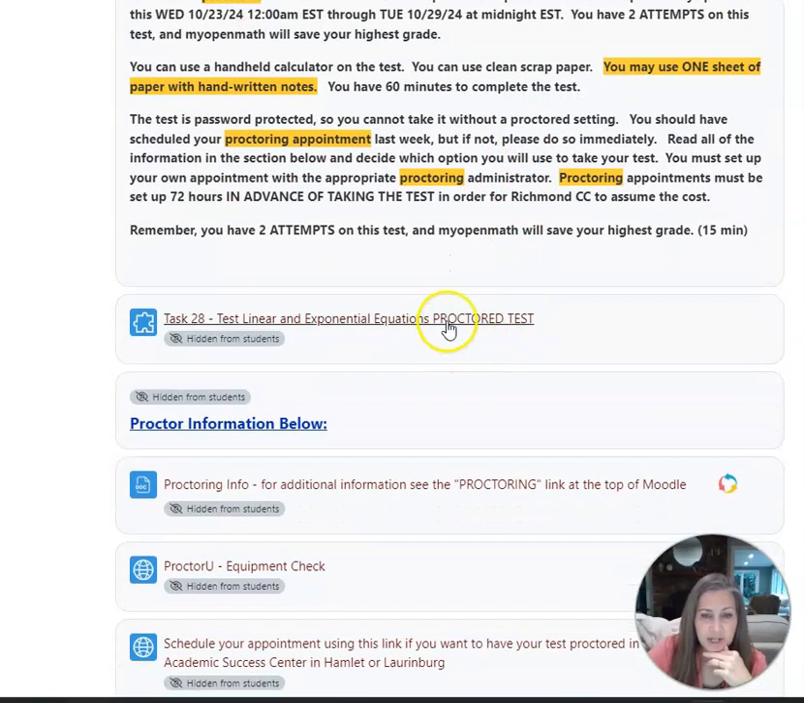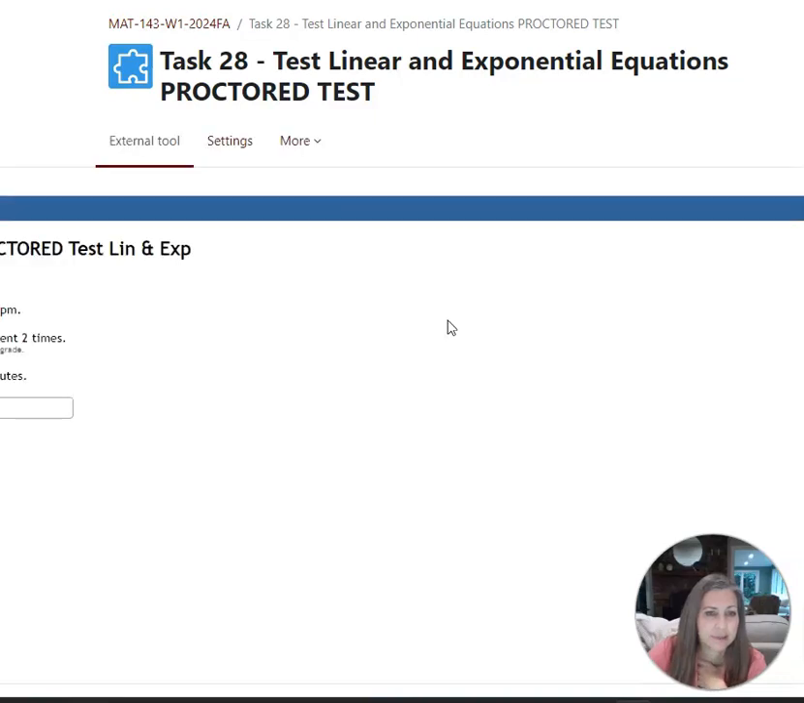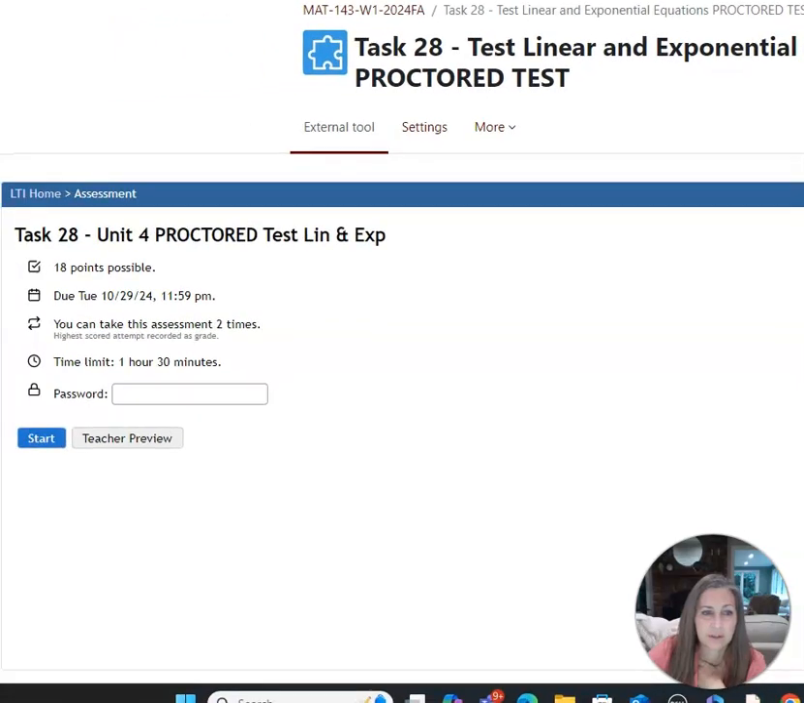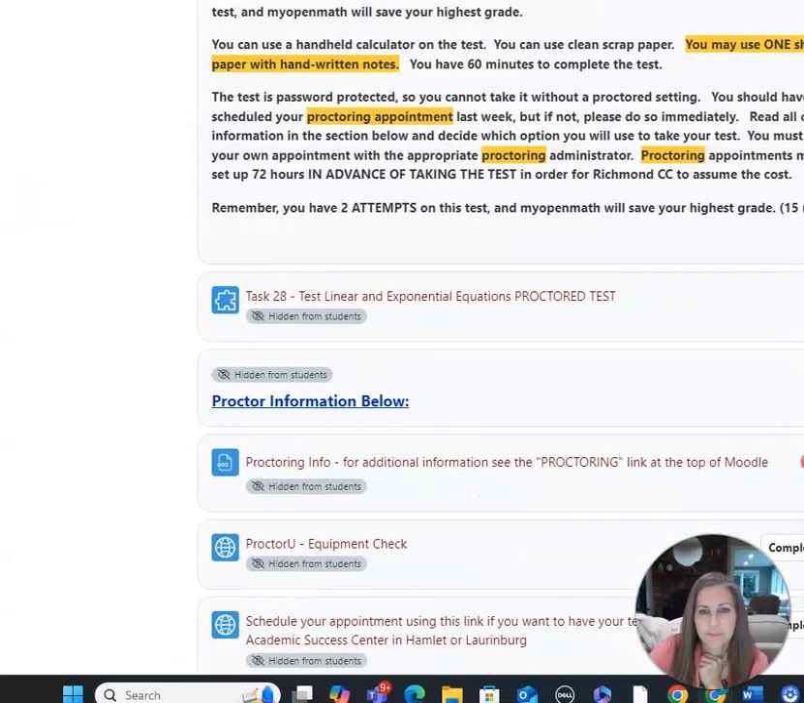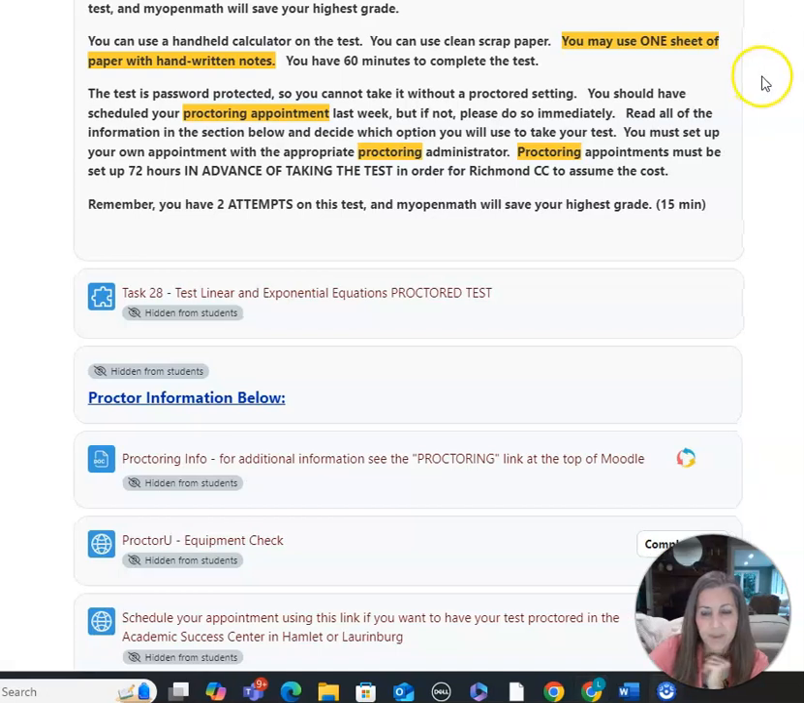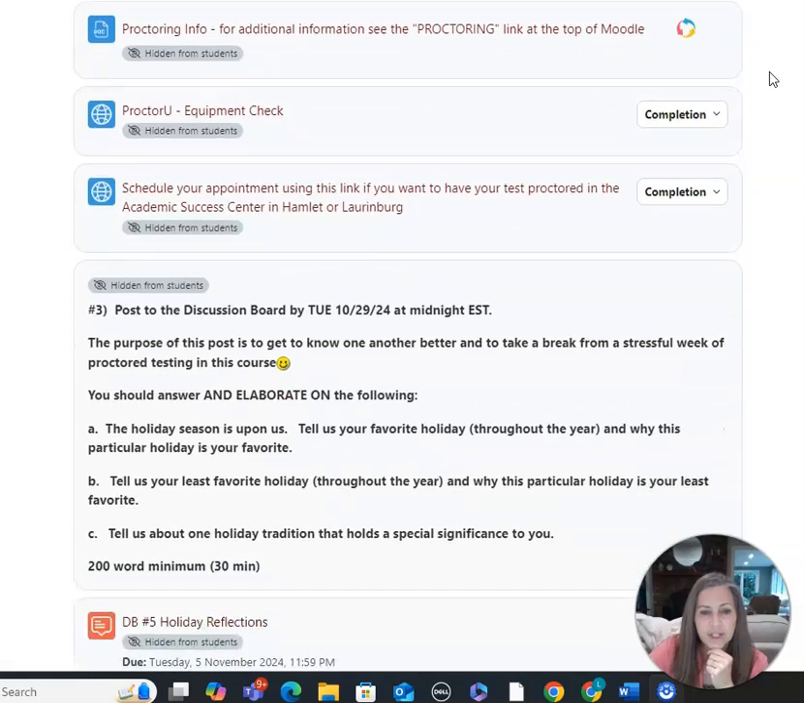Here's the test right here. If you click on it, let's see. You have to have a password, so you can see that over here. It looks like it has 18 questions. Actually, I gave you an hour and 30 minutes, so it's a little bit longer than I said. I need to change that. By the time you see this video, I probably will have fixed that. So there's your proctoring information.